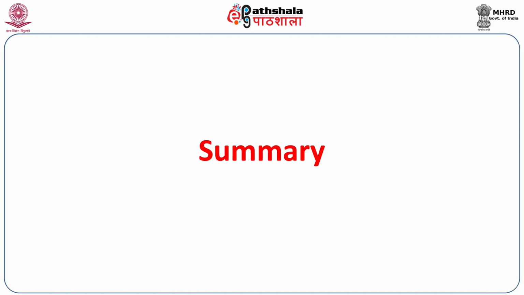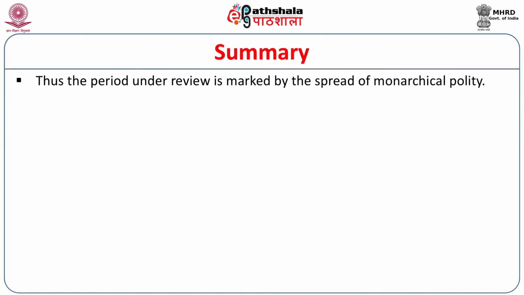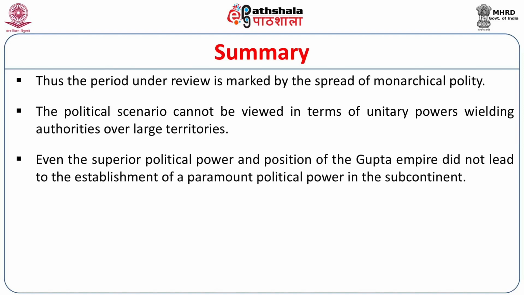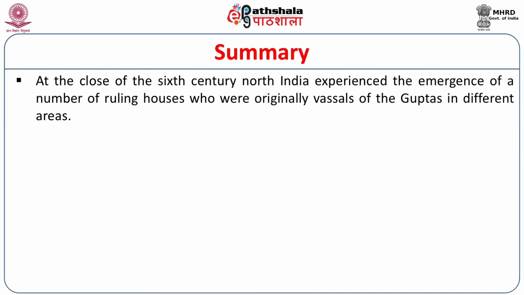And finally, if we look at the entire period, from the 3rd to the 6th century, there is a remarkable spread of monarchical polity. The political scenario cannot be viewed in terms of unitary powers wielding authority over large territories. So you do not have one single power as a ruler of a large territory. Even the superior political power and position of the Guptas did not lead to the establishment of a paramount political power in the subcontinent.